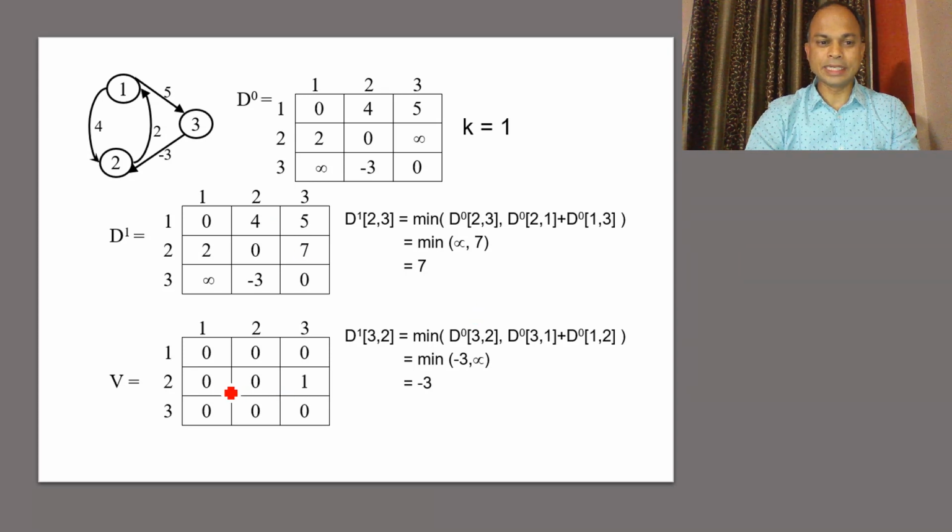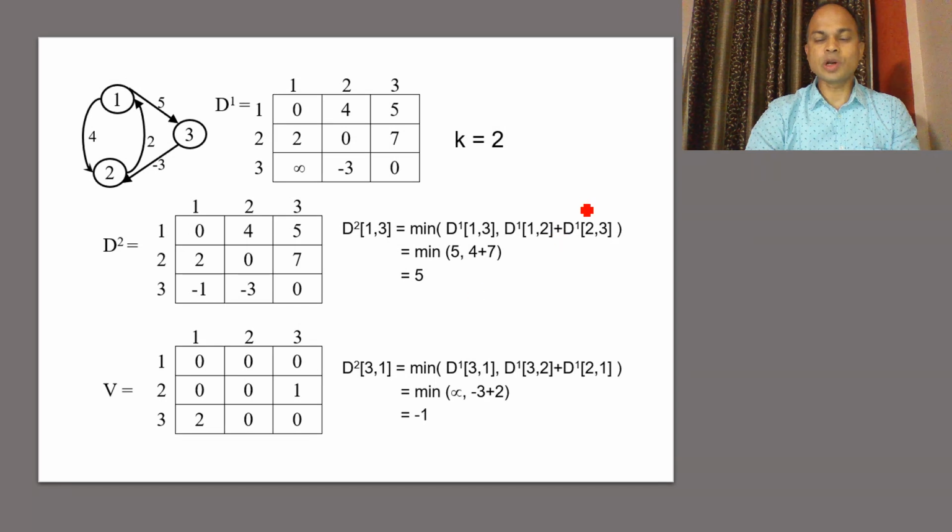If we talk about the intermediate vertex table, here we have shown 1, because vertex 1 we are involving as the intermediate vertex. For 2 to 3 we have involved vertex 1 as the intermediate vertex because k equals to 1. Therefore, we have marked it as 1. The next step is k equals to 2.